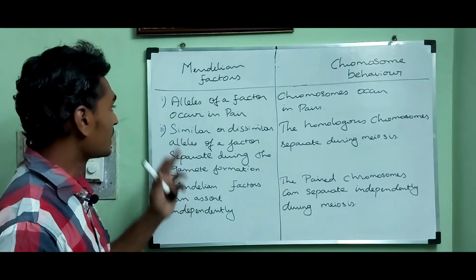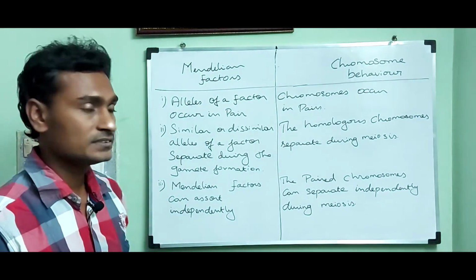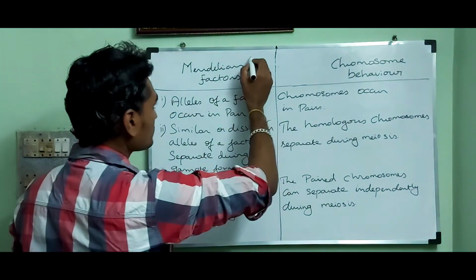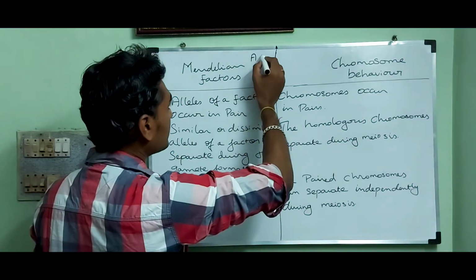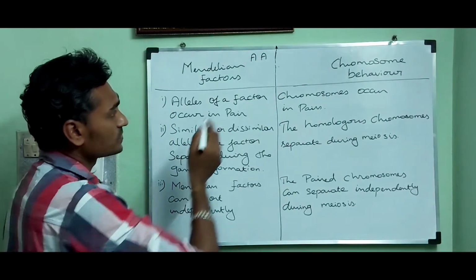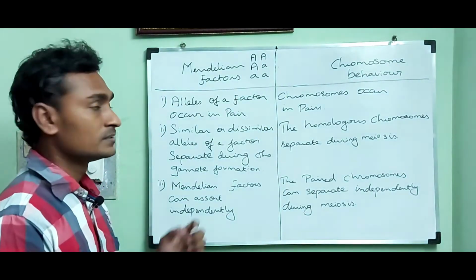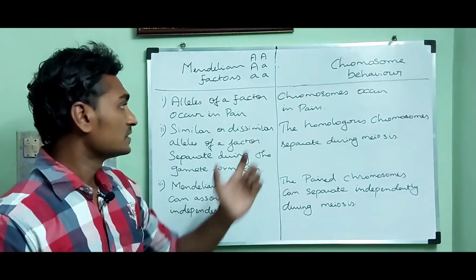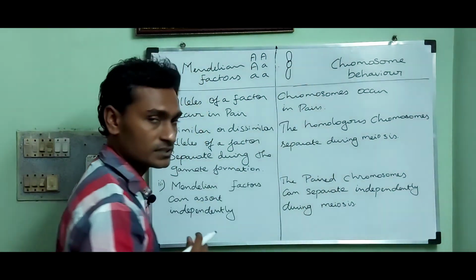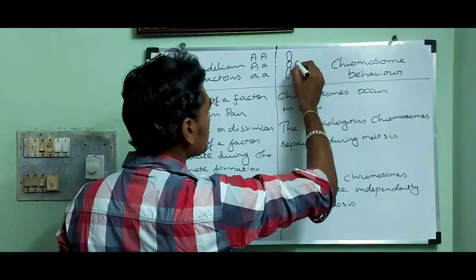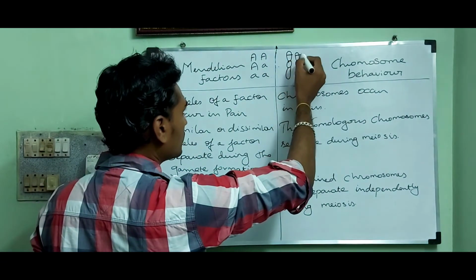The first point is alleles of a factor occur in pairs. Here the chromosomes occur in pairs. For example, capital A is an allele which is responsible for the tall character and they occur in pairs. Suppose it may be capital A, small a, or small a, small a. Here also the chromosomes occur in pairs, that is called homologous chromosomes. And in the chromosome, the alleles are fixed in a position called locus.